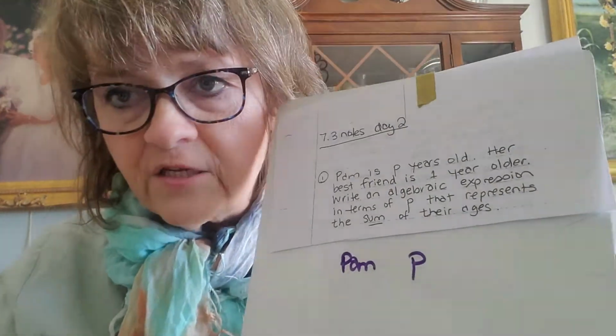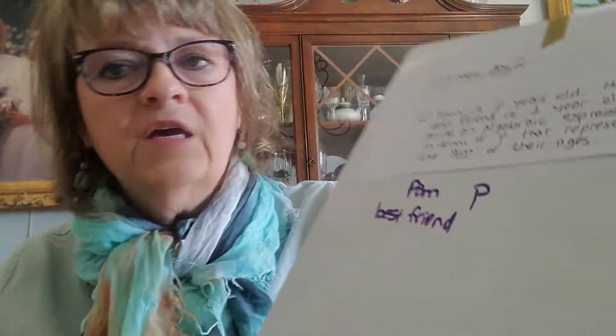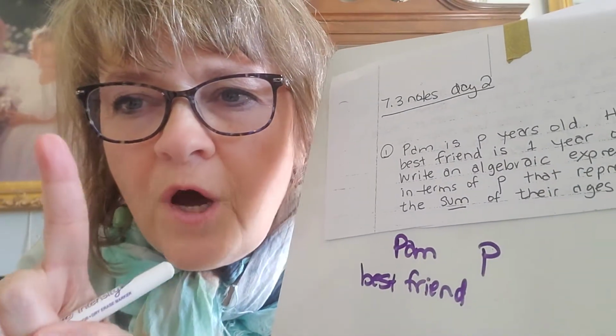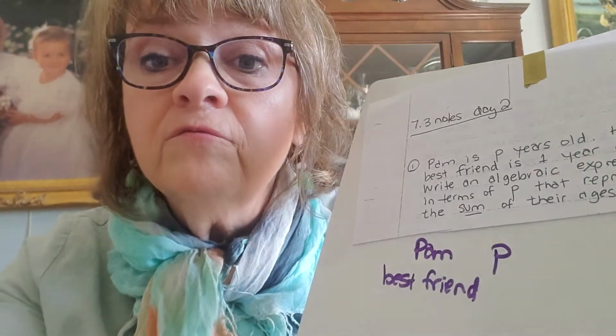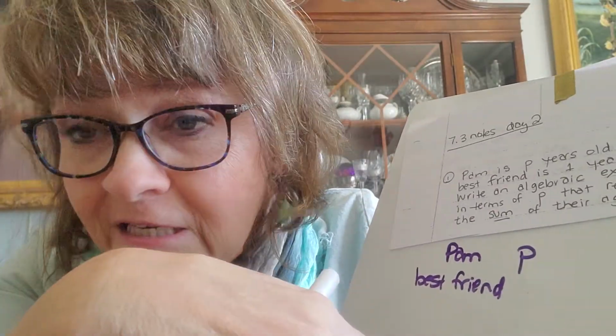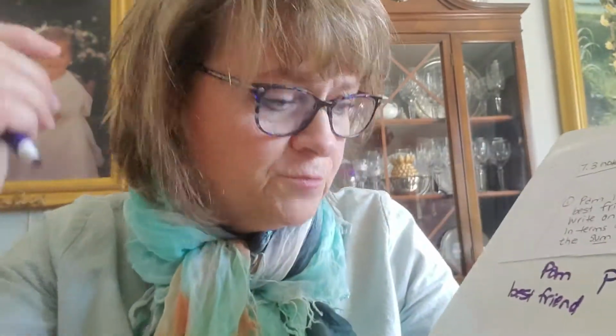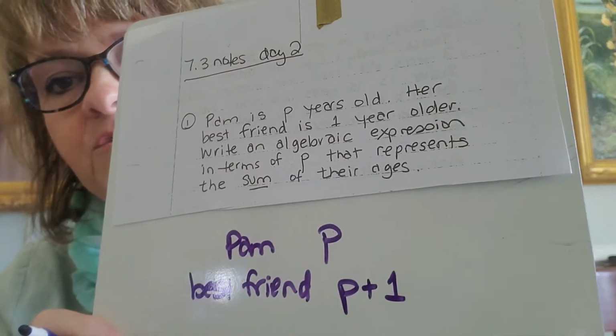Next, it says her best friend. So the next thing I'm going to write down is best friend. It says her best friend is 1 year older than Pam. So if Pam is 5, best friend is 6. If Pam is 18, best friend is 19. But in this case, Pam is P. I don't know how old that is. She's P years old. So best friend is 1 year older. So what do you think that means? Yes, P plus 1. So you're going to write it just like this, P plus 1.